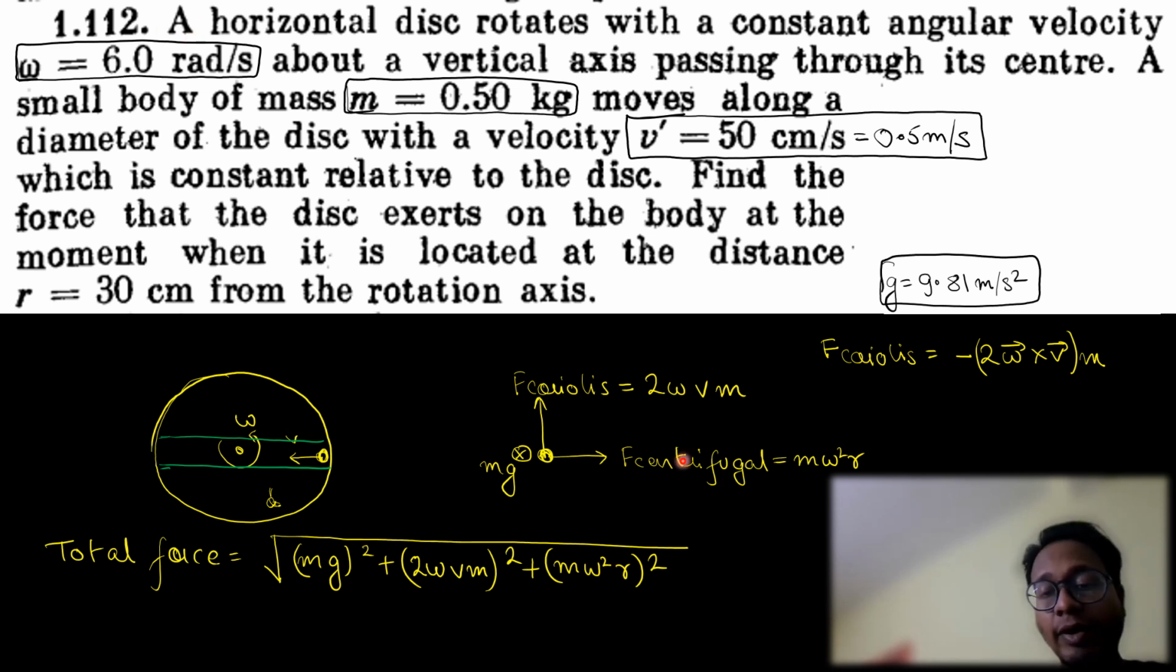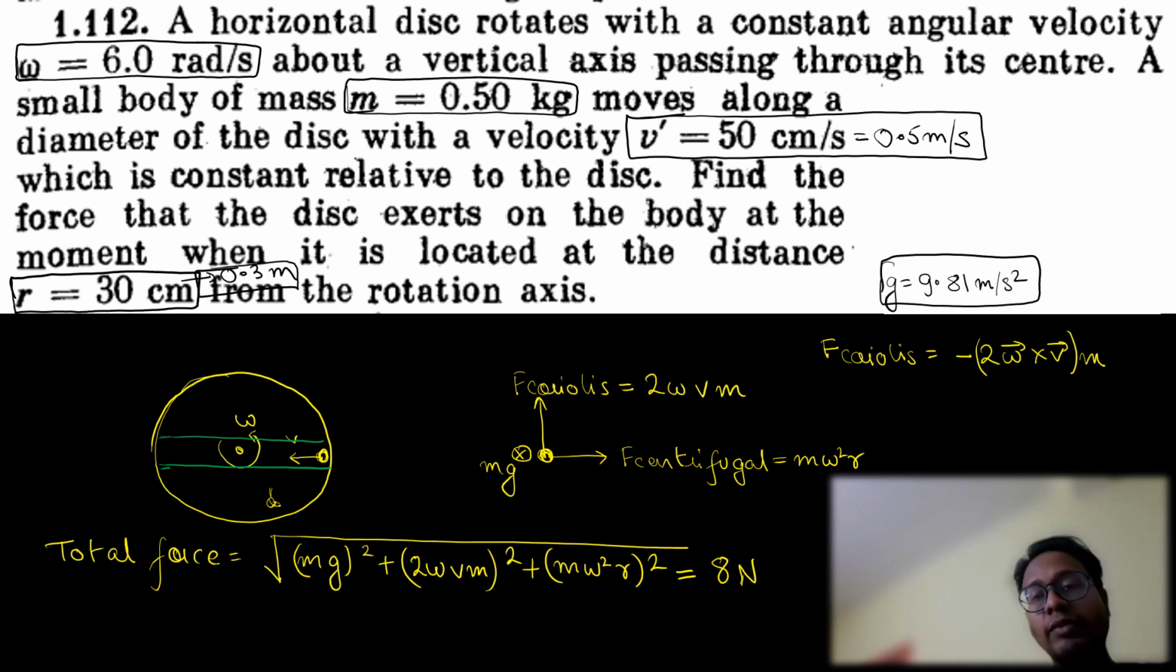Now, r. You have to find out the centrifugal force when this particle was 30 centimeter from the center, 30 centimeter from the axis. So r is equal to 0.3 meter. Always use those SI units. Now when you plug in those values, we'll get the force around 8 Newton. Use a calculator. We'll get the force around 8 Newton.